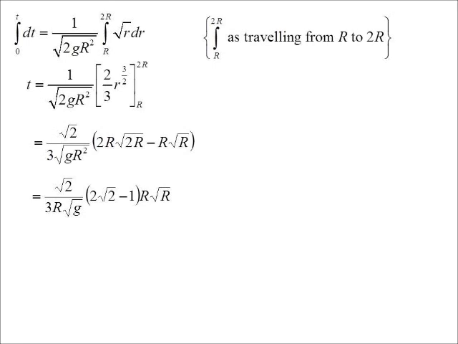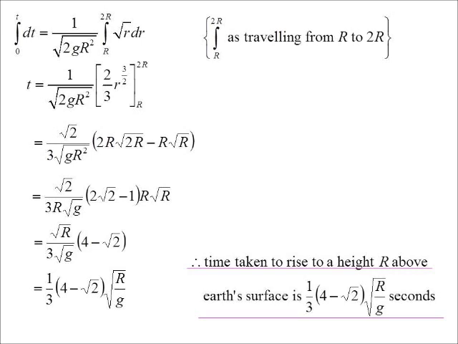So I've got root 2 on 3R root G. But hang on, the R here would cancel with that R, so I can get rid of that. So I now have got root R. I've put the root 2 into the parentheses. So 2 root 2 times root 2 is 4, and 1 times root 2 is root 2. And I think we're close. Is that what we needed? Oh, okay, so then we wrote it as 1/3, 4 minus root 2, times the root of R on G. And that was what they were looking for.